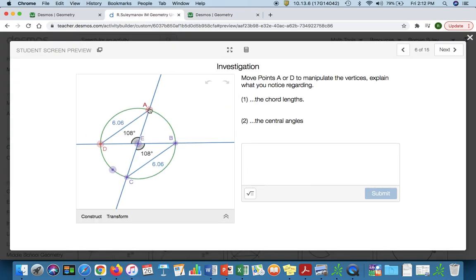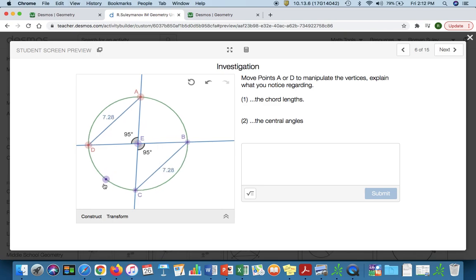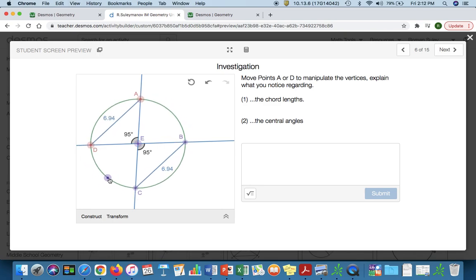So from here, I created it so students can manipulate A and D, and as they manipulate A and D, you'll notice that the central angles are staying the same and the chord lengths are staying the same. You could also change the length of the circle here, making it bigger. Change the circumference of the circle, making it bigger or smaller.